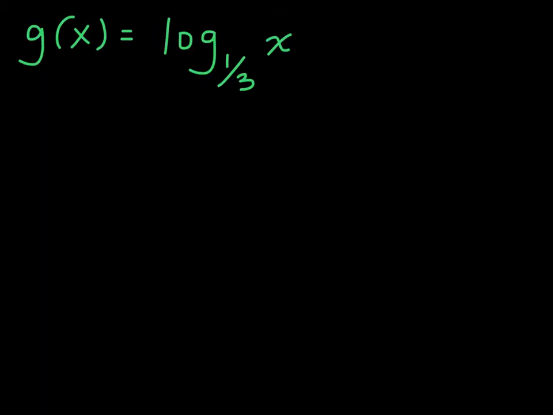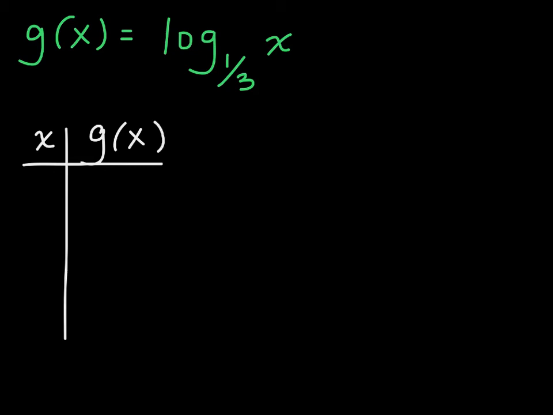Let's graph another one. g of x is equal to log base 1/3 of x. Notice now that your base is a fraction. Okay, so let's do this. And let's plug in some y values, some g of x values. So basically, you're going to choose some exponents to which to raise 1/3. Let's start with 0. If you raise 1/3 to the power of 0, you will get 1. Oh, notice this is the same x-intercept that we got earlier.